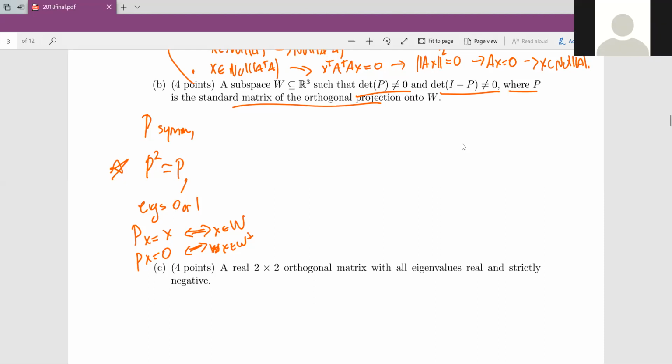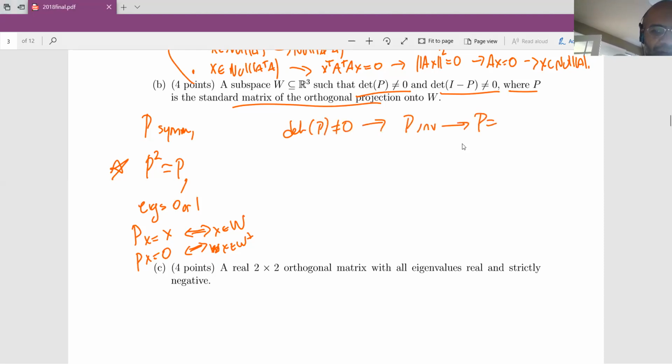The identity. So if determinant of P is not 0, then P is invertible, which means P is the identity, right? Right, which means it breaks the other condition. It breaks it in a horrible way, right? The other matrix is 0. So not only is it not invertible, it's 0.